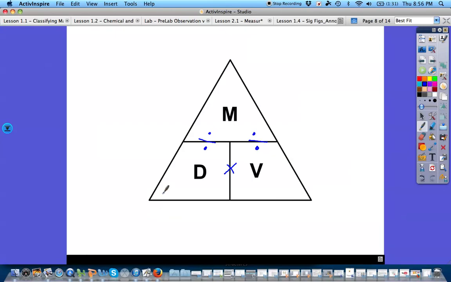So again, you're going to need to know the density equation and how to work it for both mass and volume as well. You have practice in your packet, practice X over density.